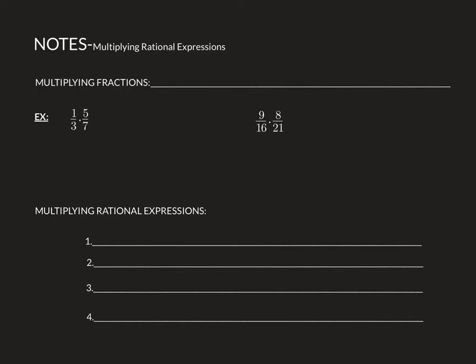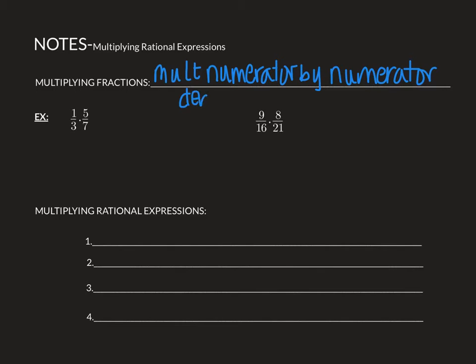Okay. Remember, when multiplying fractions, we need to multiply, I'm going to abbreviate, the numerator by the numerator. My fat finger doesn't allow me to write as many words on the line as I think I'm going to be able to. Numerator by numerator, and then multiply denominator by denominator.